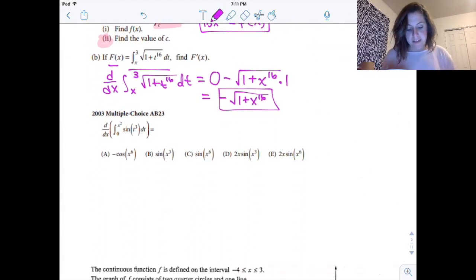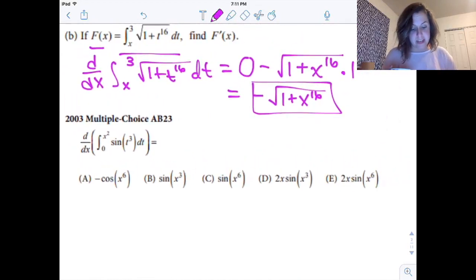So looking at this one, this is from the 2003 exam. This is a multiple choice. These come up a ton on multiple choice because it's very skill-oriented, right? So what is my derivative of this?